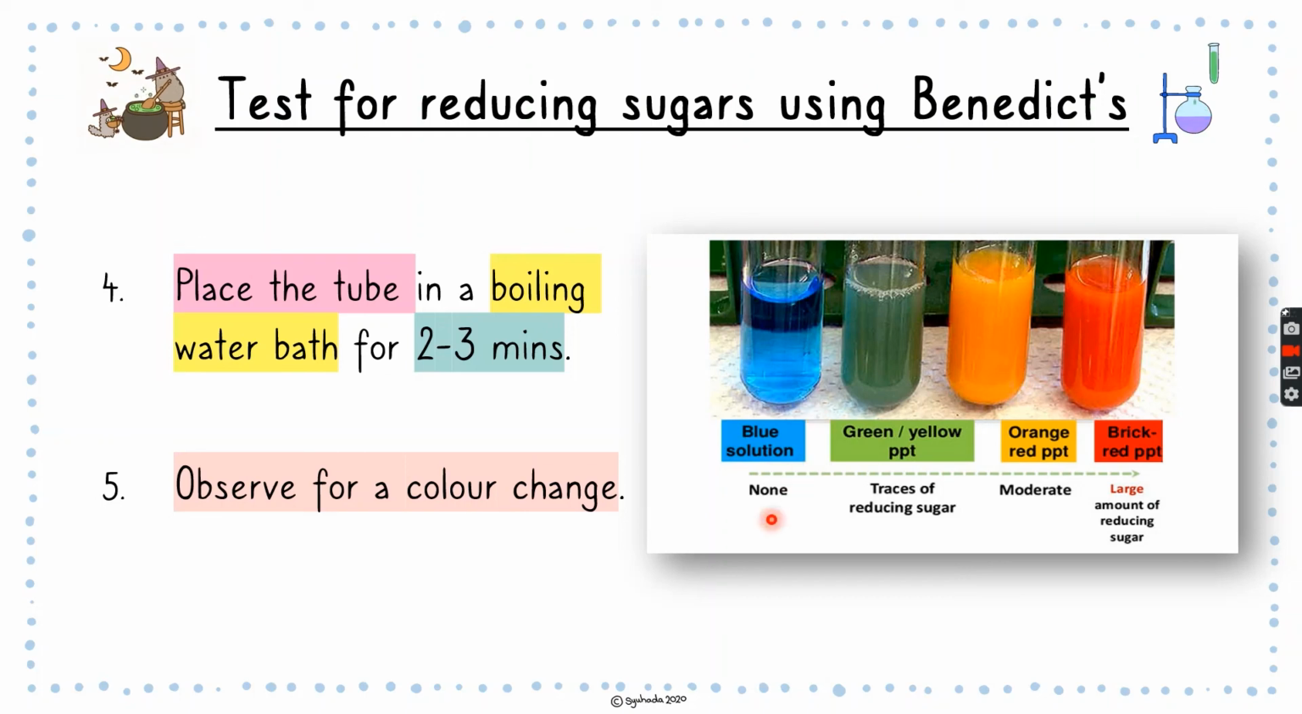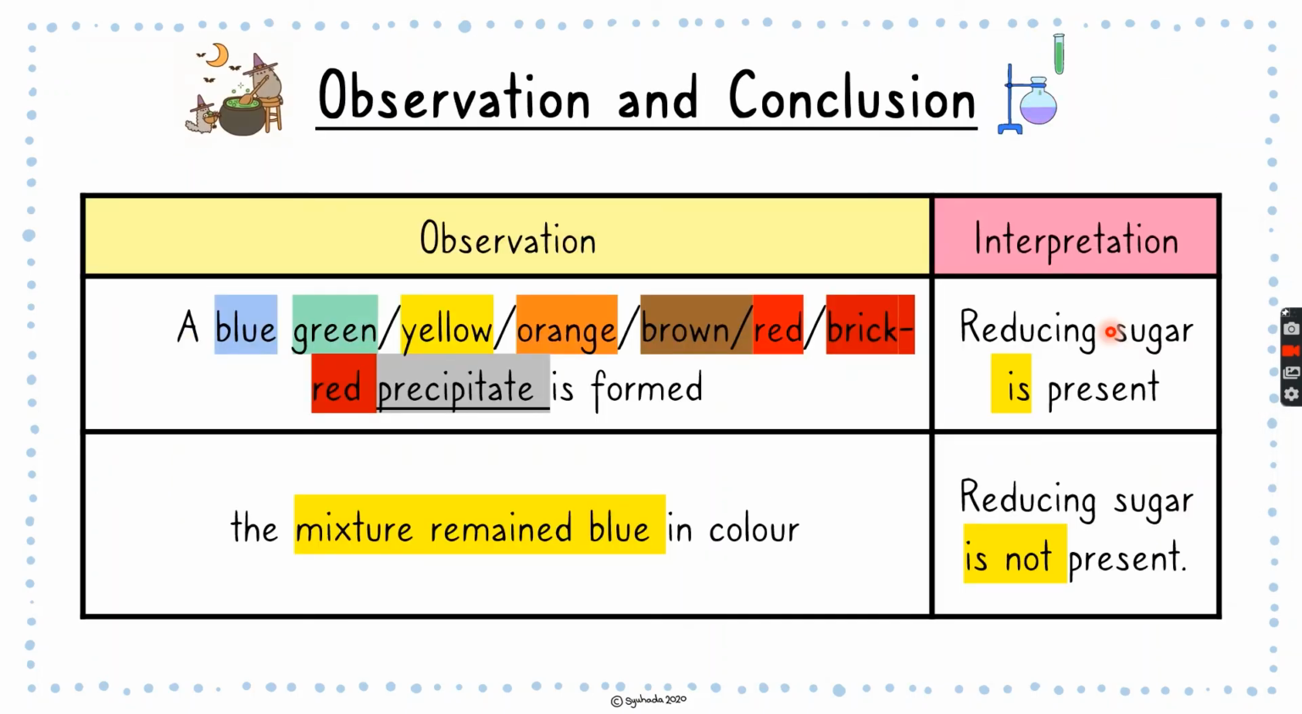So it starts off with blue. If there's none, it's going to stay blue. If you have a little bit of glucose there, you will get a green or yellow PPT. That is short form for precipitate. Then if you have more, you're going to get this orange color. Otherwise, you're going to get brick red, which means there is a high amount of glucose inside that sample.